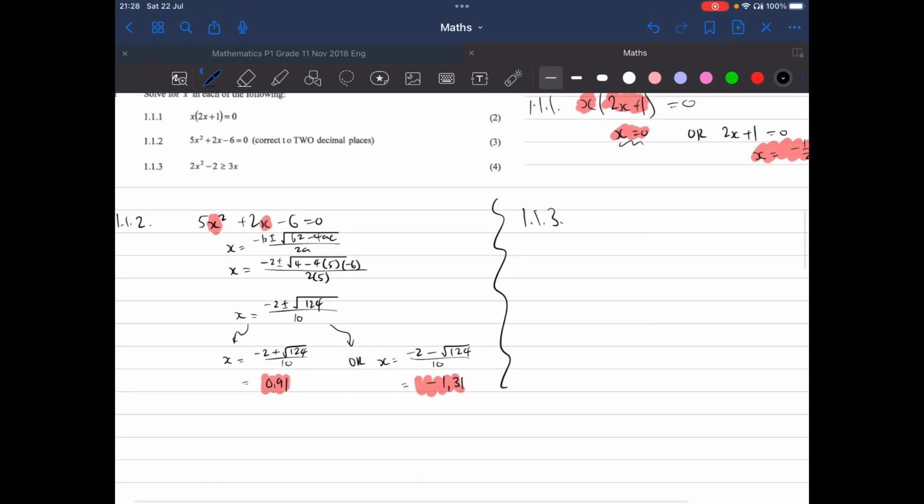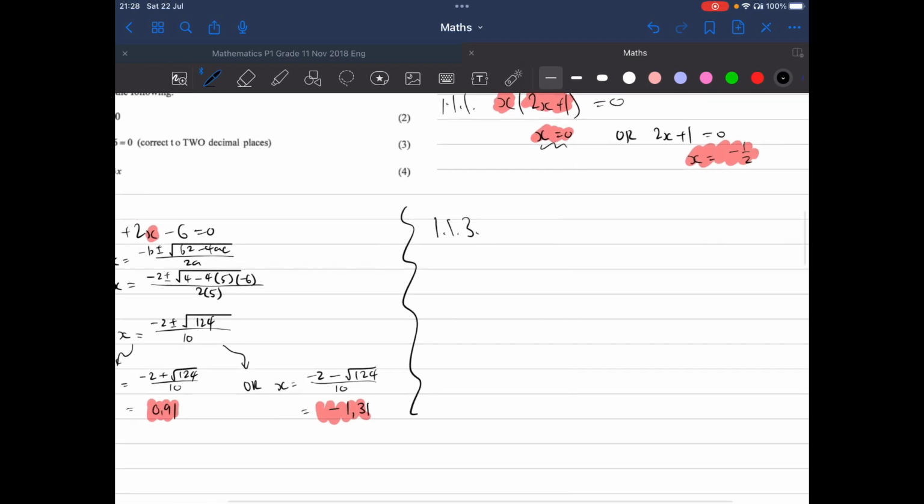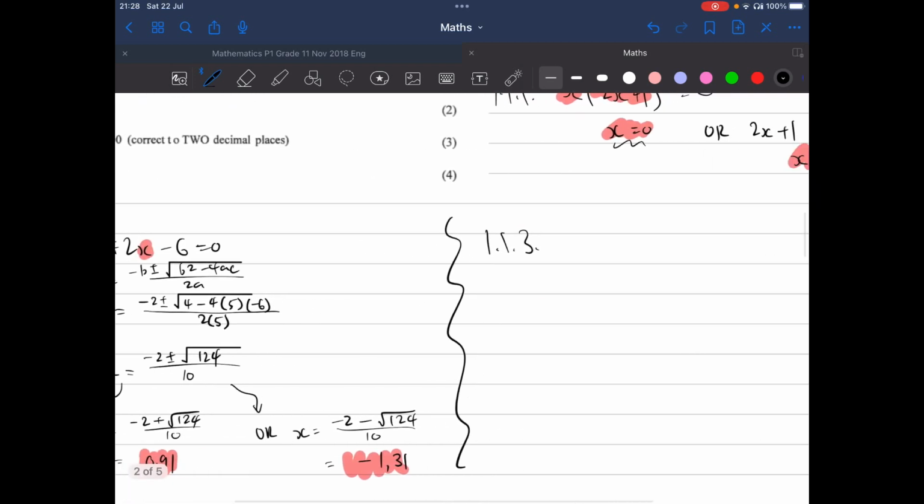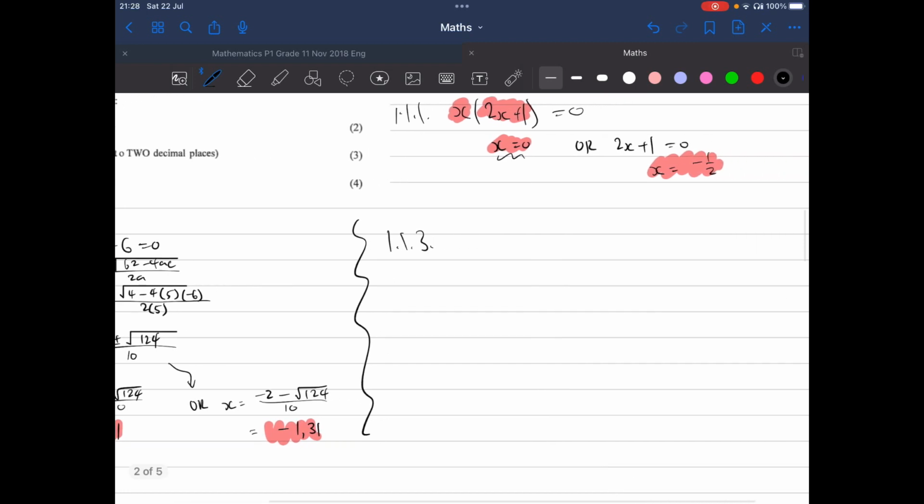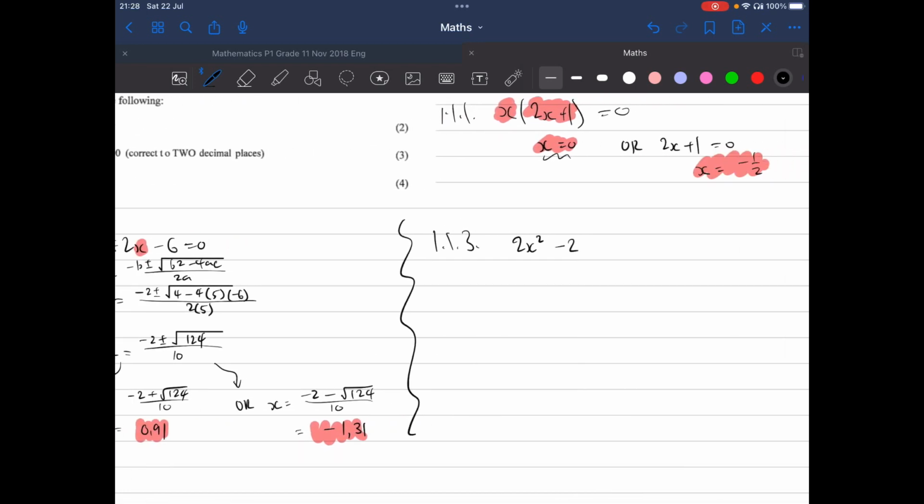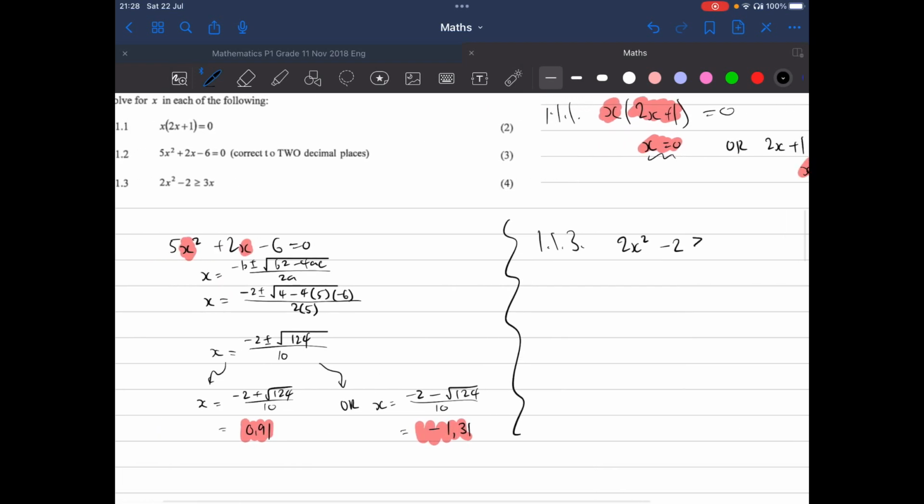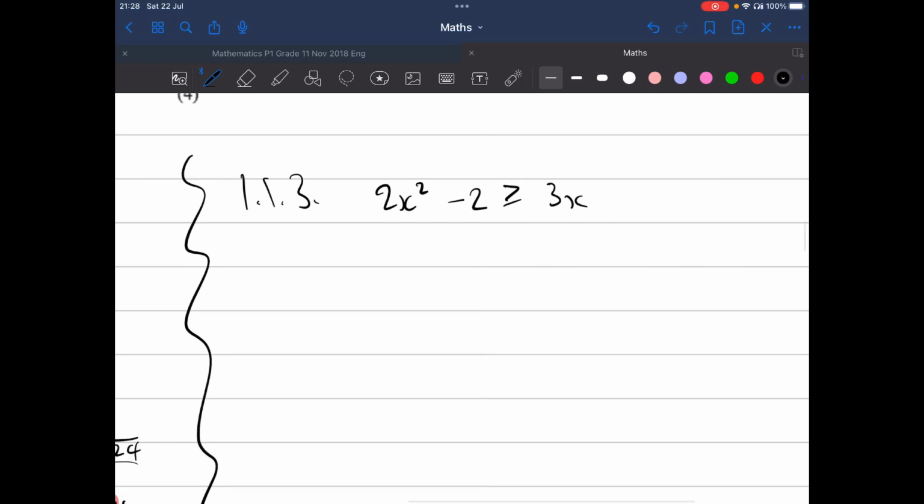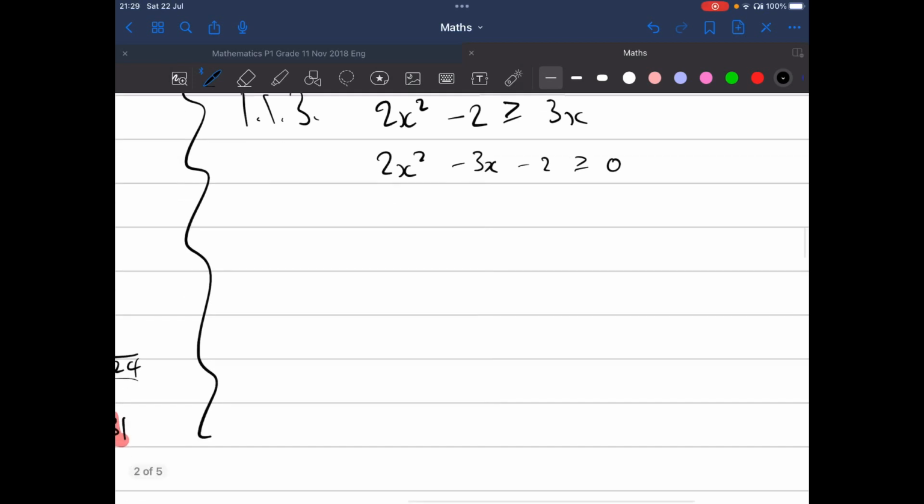1.1.3, that's an inequality. So we'll have 2x squared minus 2 is greater than or equal to 3x. Okay, so it's going to be quadratic as well. So we can start by making this 0. So let's just bring this minus 3x to the side. 2x squared minus 3x minus 2 is greater than or equal to 0.